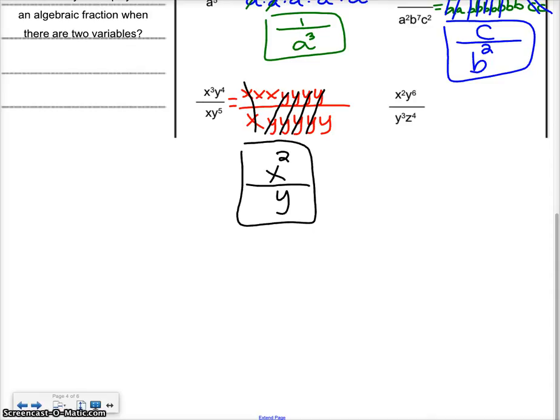Okay, the next one. X squared y to the 6th over y cubed z to the 4th. 2 x's on top, 6 y's.